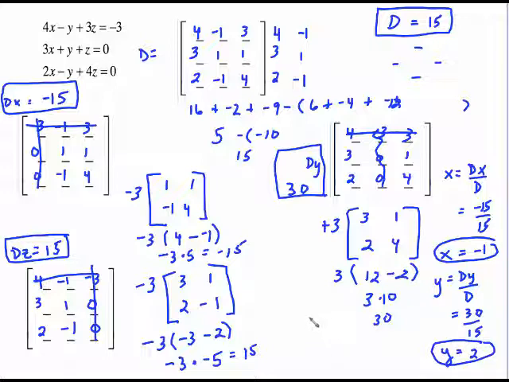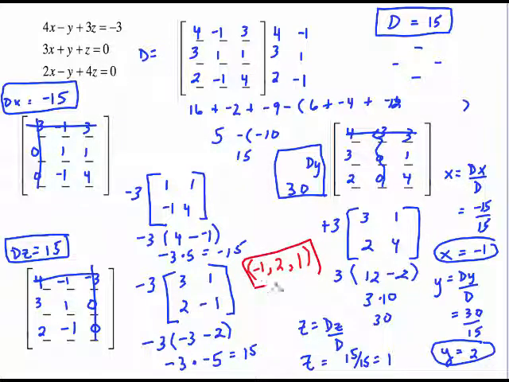And then I'll squeeze this in over here. Z is dz over d, which is 15 over 15, which is 1. So z is 1, which makes my ordered triple for this solution negative 1, comma 2, comma 1. And you can check that by plugging negative 1 in for x, 2 in for y, and 1 in for z, and that does check. So sorry this is such a mess, but I just can't squeeze it all in on one page.